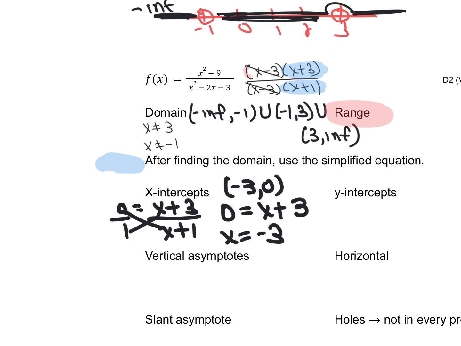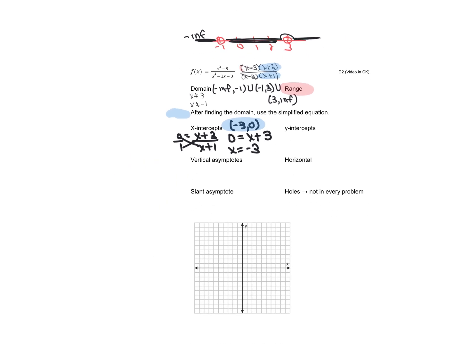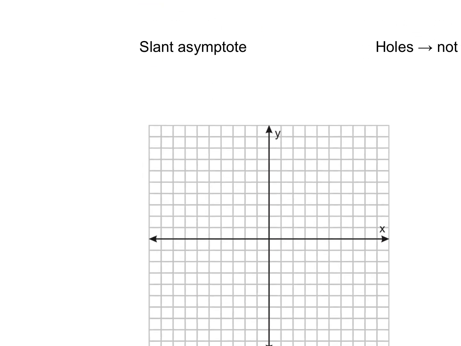So we can plot that guy on our graph down here. So we're at negative 3, 0. Let's put him down here, 1, 2, 3. There's our negative 3, 0.